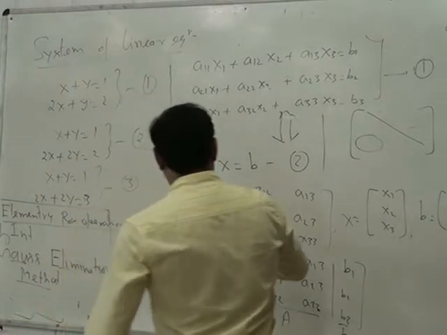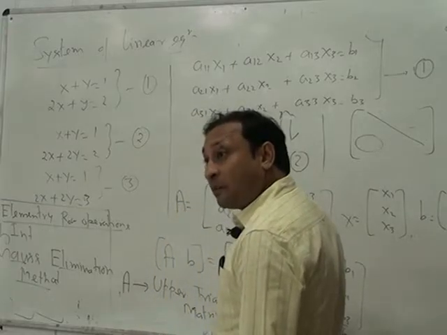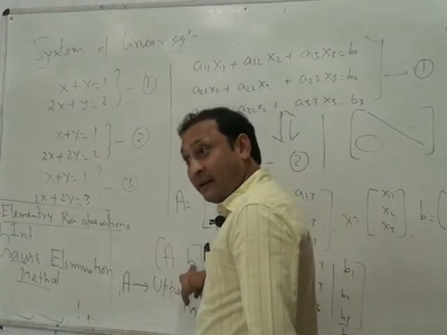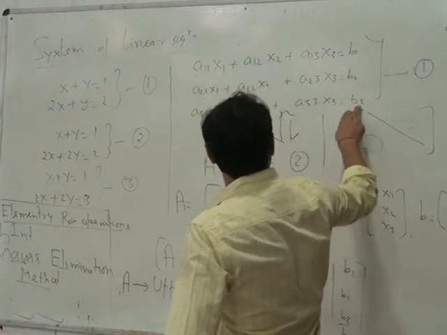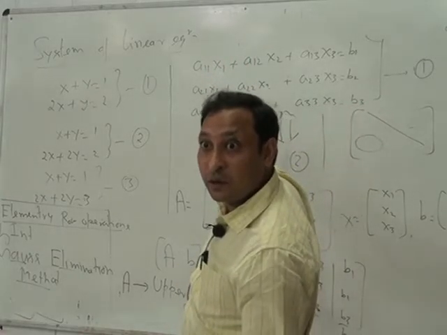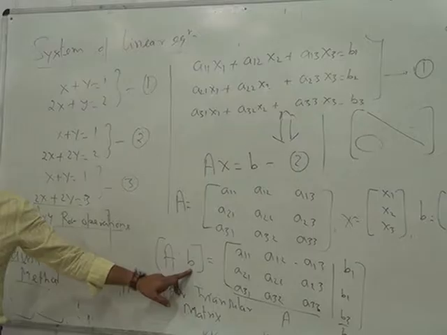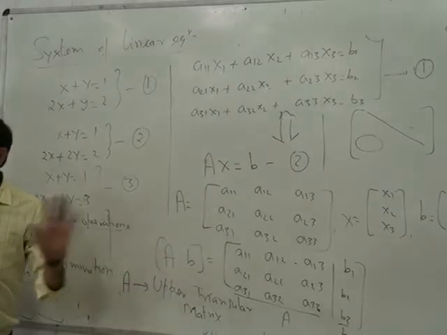Mind it, whatever elementary row operation you perform here, you must perform here also. That's why I am writing this A augmented B. Sometimes you make a mistake: we perform our operation here but forget B. It's not possible. You have to do the same operation with B also, correct? So it is always better to write A augmented matrix B, so that you will not make any mistake.